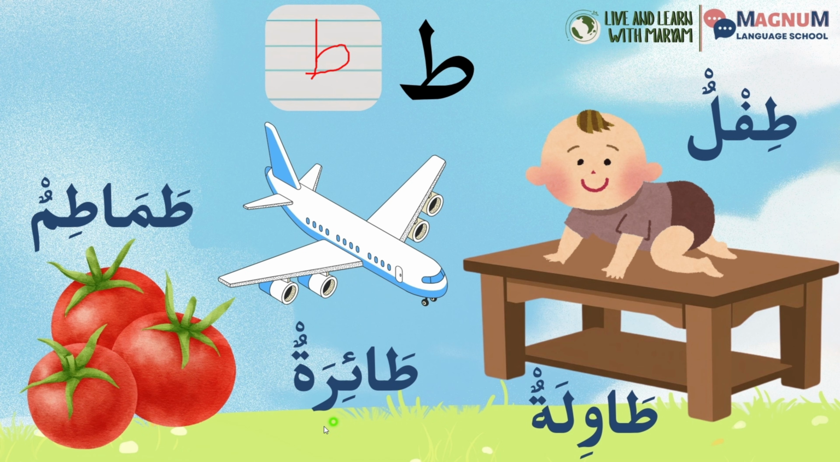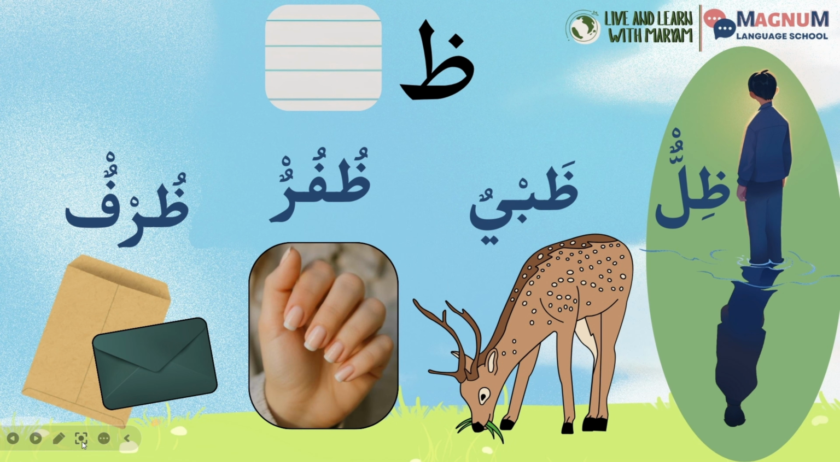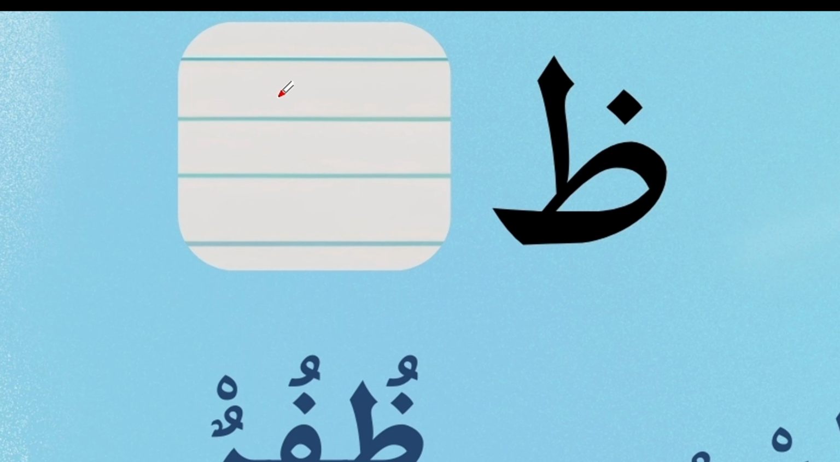Alright, let's step towards the next one. This is Zwaa. Zwaa, Twaa's brother. Okay, written exactly like thaa with a dot.